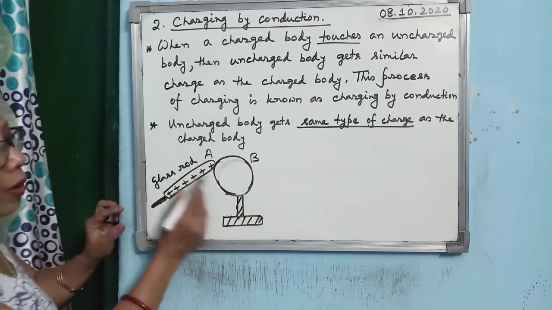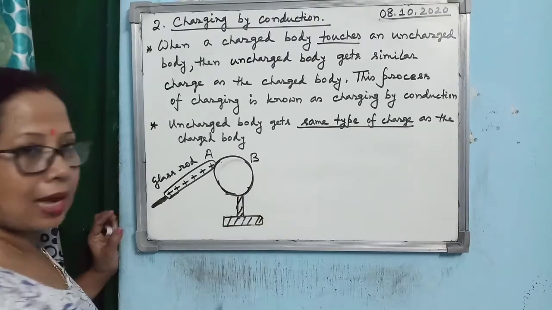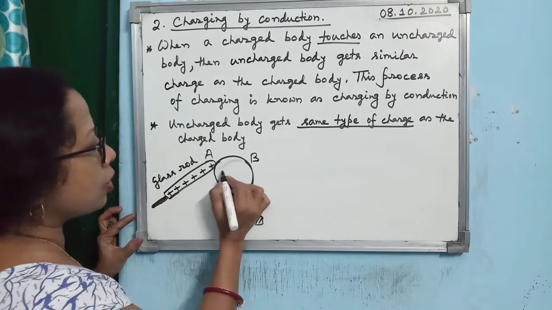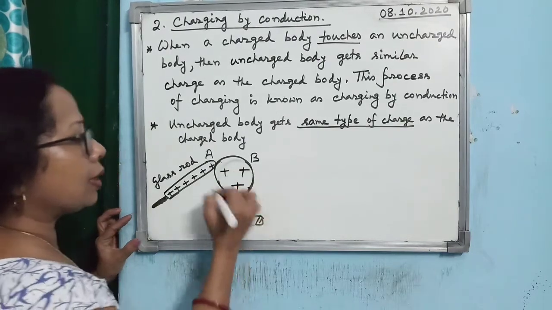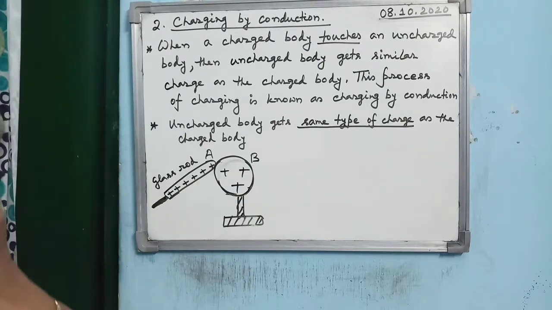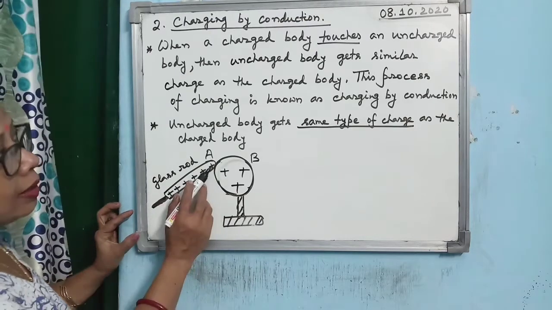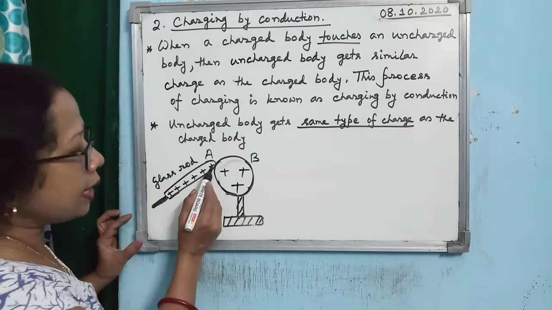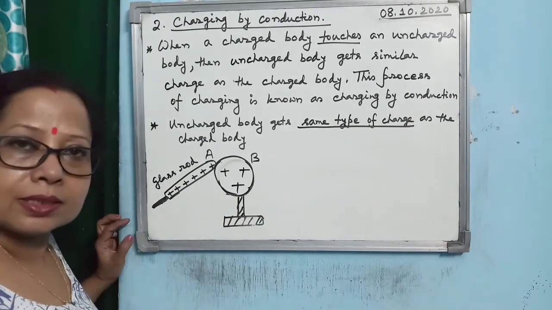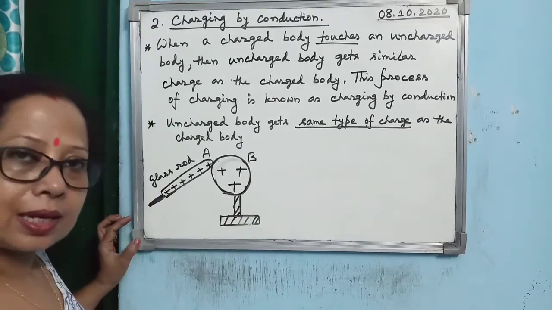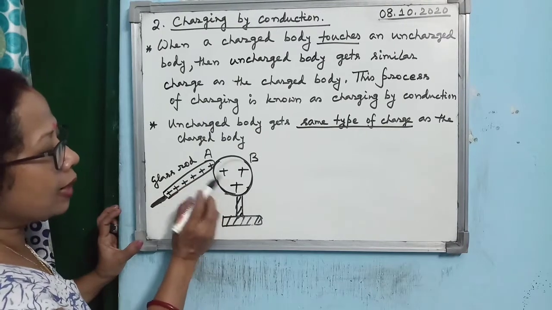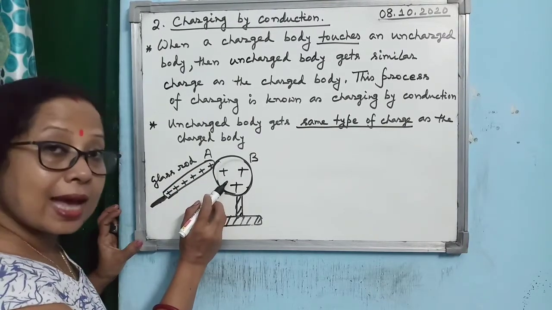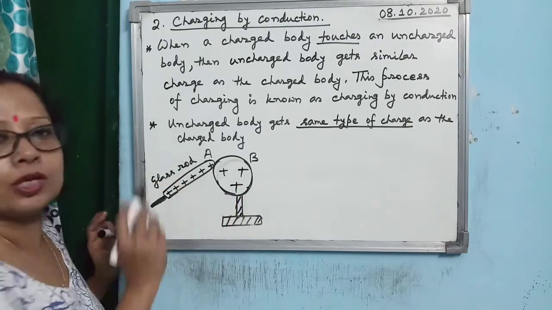Alright, then what will happen? Actually what you will observe is that from this glass rod A, positive charge will come to B. Is that clear? This is charging by conduction. Why am I saying conduction? Because they are touching each other. Touching means conduction will take place. The charge of the glass rod was positive, and B has received positive charge.